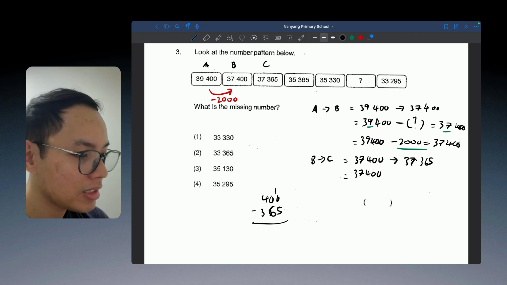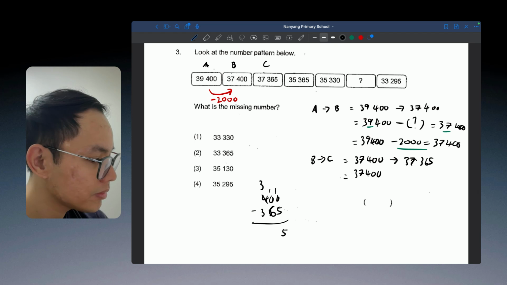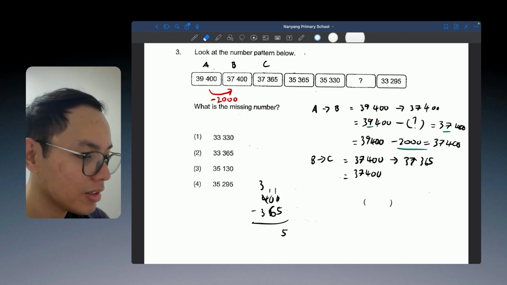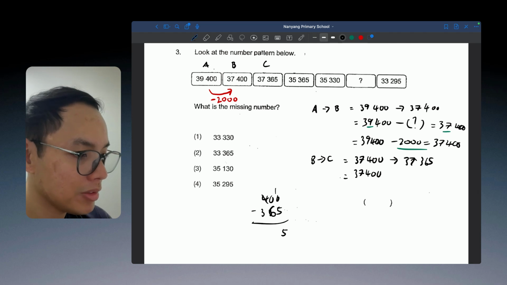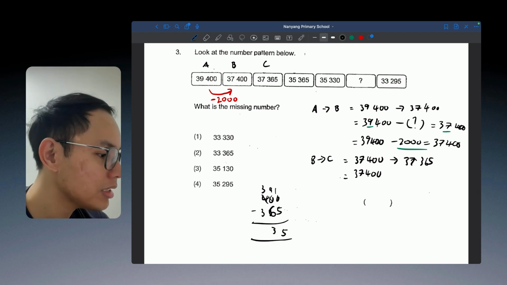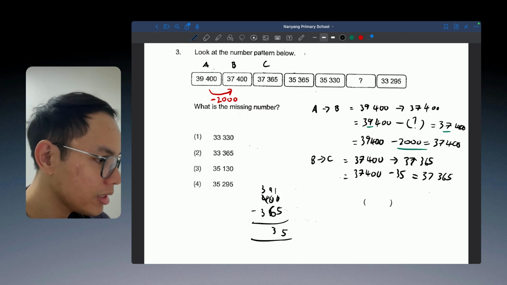So you can put 10, then you can put 10, this will be 3. Okay, so basically 10 minus 5 is 5, 10 minus 6 is 4. 4? No. So this should be 35, okay, not 45. Okay, because we took off the 10 from here, so this should be 9, this should be 3. Okay, so then yes, so 9 minus 6, this is 3. That's why you see over here. So this minus 35 is equal to 37365. Okay, and there we go.